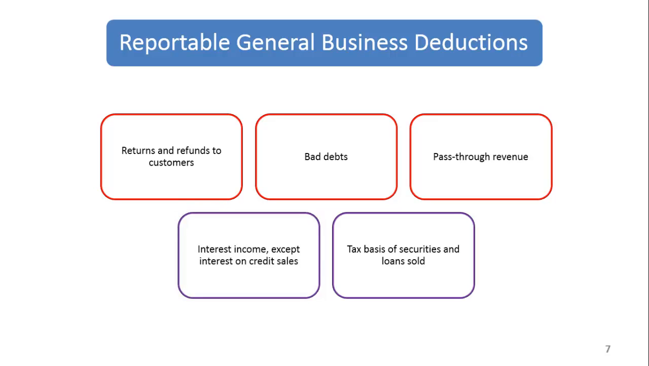Interest income is deductible except for interest income on credit sales. A credit sale is defined as a sale of goods for which a payment is accepted at a later time. Stated another way, interest income on credit sales would be taxable for commerce tax. That interest is reported in the income section of the return. Tax basis of securities and loans sold by a business. This deduction is available when the securities and loans are considered inventory in the hands of a broker-dealer.